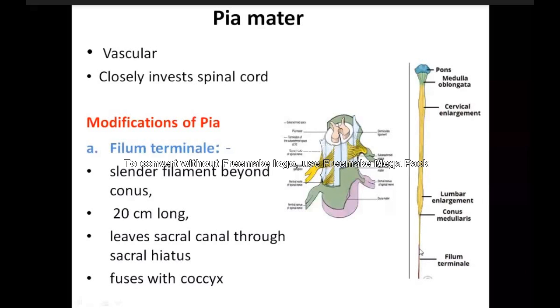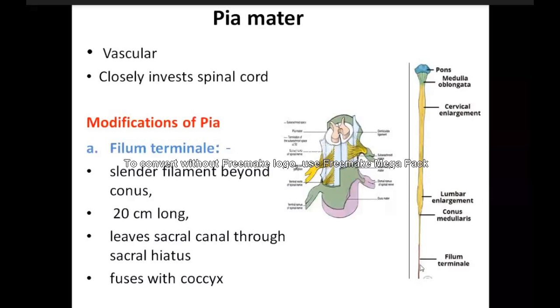What is it? It is nothing but the extension of the pia. So it is also a modification of the pia mater, which extends beyond the conus. You can make out easily because the conus is a conical structure. So you find one structure which extends beyond the conus, that is the filum terminale, and it leads to the sacral hiatus, that I showed as the foramen in the sacrum. So that is known as the sacral hiatus. And it is around 20 centimeters long.